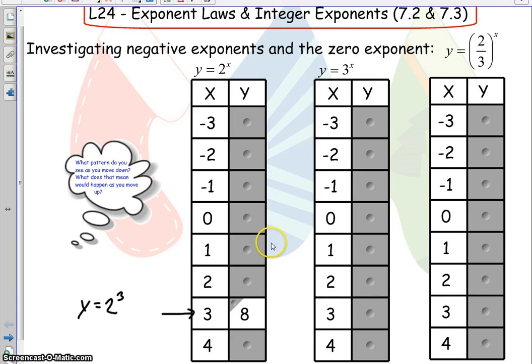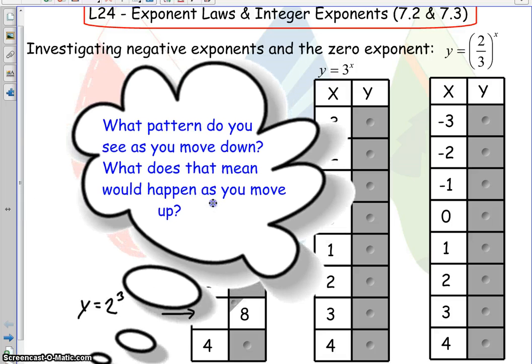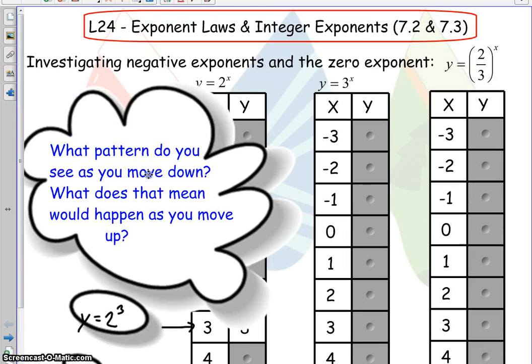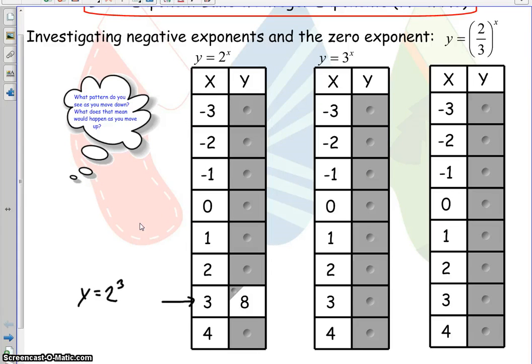Fill in as much of this table as you can, and start looking for different patterns that you see inside the tables, as you move up and down, and see if we can generate any new exponent rules from that. Okay, so give that a try. When you're finished going through those tables of values, push play again, and you'll go through the answers together.